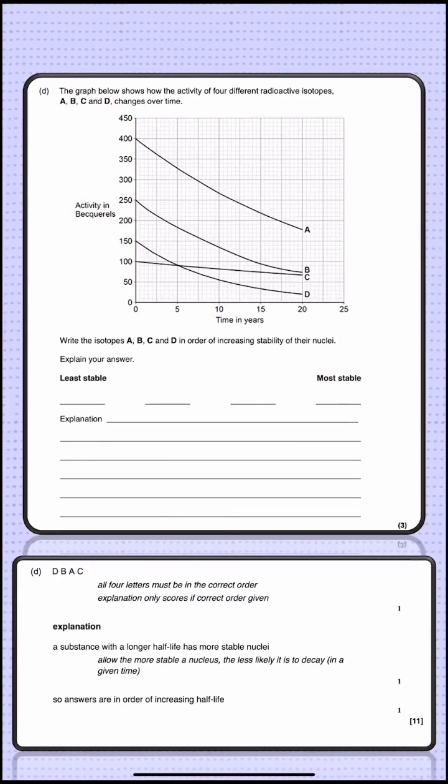D, B, A, and C. Yes, we got this mark. A substance with longer half-life has more stable nucleus. We mentioned that. So answers are increasing half-life. Yeah, we mentioned that D has the shortest half-life. And what was it? C, I think. C had the longest half-life. So that was fine.